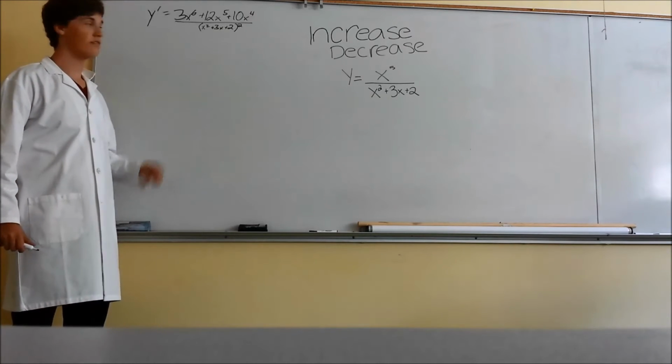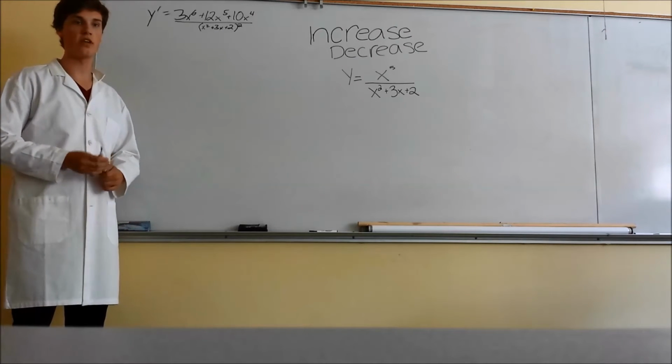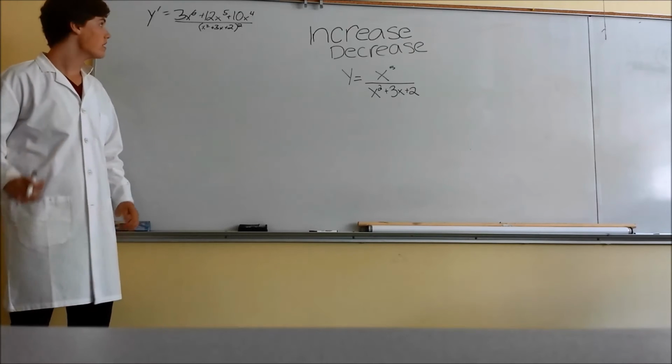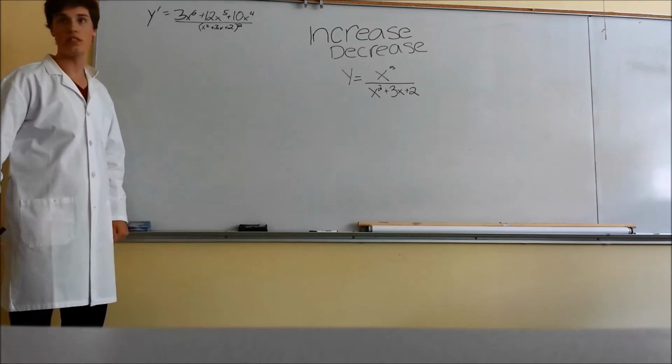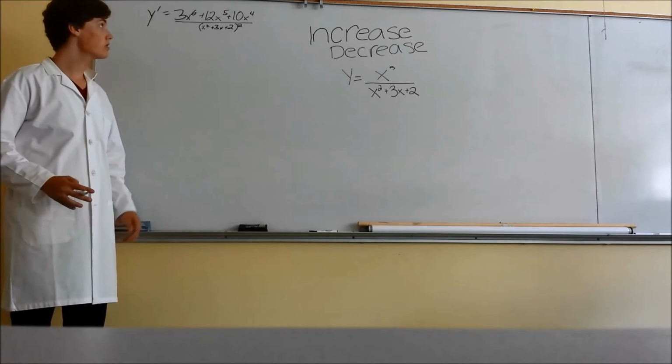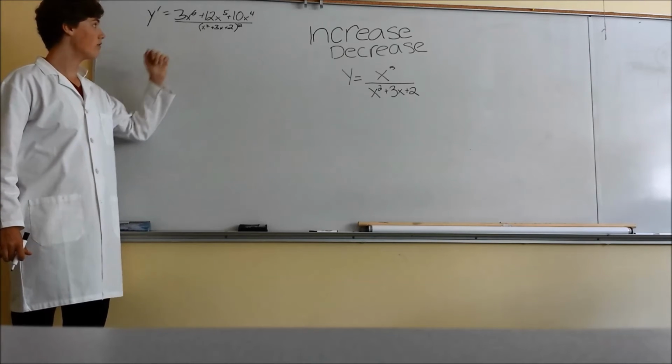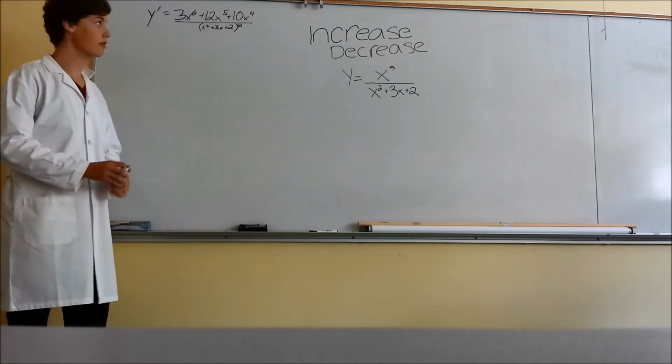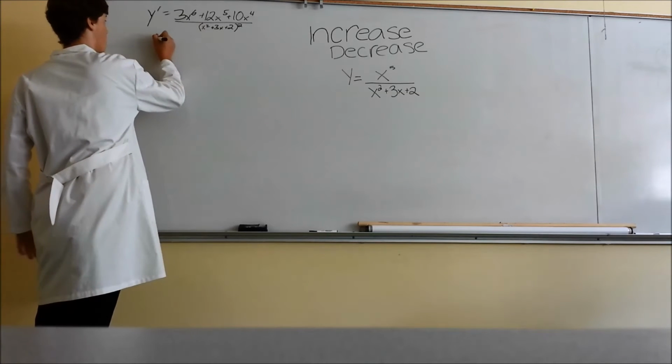Now that we've found our derivative, the next step to finding the intervals of increase and decrease on our graph is to find the critical points of this new equation. To do this, we set the derivative, y prime, equal to 0, and solve for x.